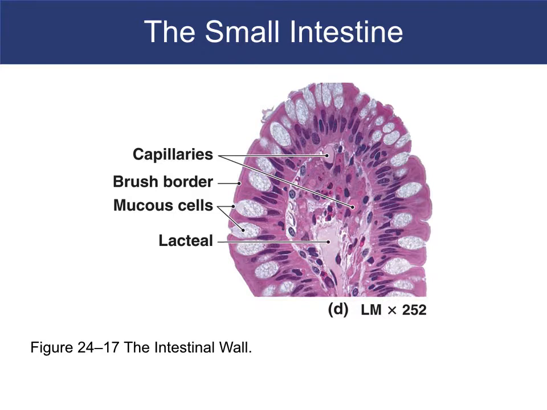So here's a lacteal illustrated right here in the lamina propria, the submucosa areas down in here. Notice there's lots of mucus cells around the outside. The cells that aren't mucus cells are simple columnar, right?